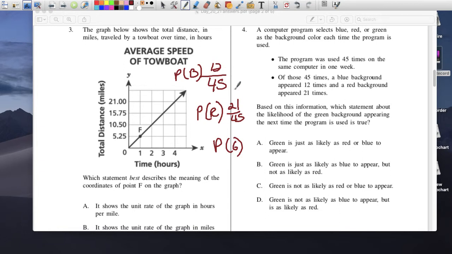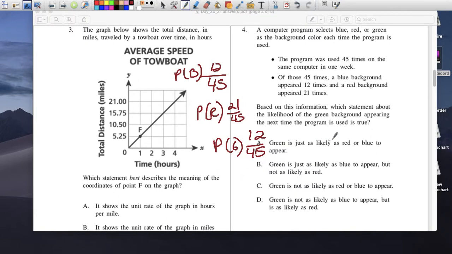So out of 45 times, 12 was blue, 21 was red. So let's add 12 plus 21. That's going to give us 33. 45 minus 33 equals 12. So green was also 12. So based on that, what they want to know is, what's the likelihood of green appearing the next time? Well, out of the first 45 times, green appeared 12 times, right? So let's see, the next time, the likelihood it's going to be what?